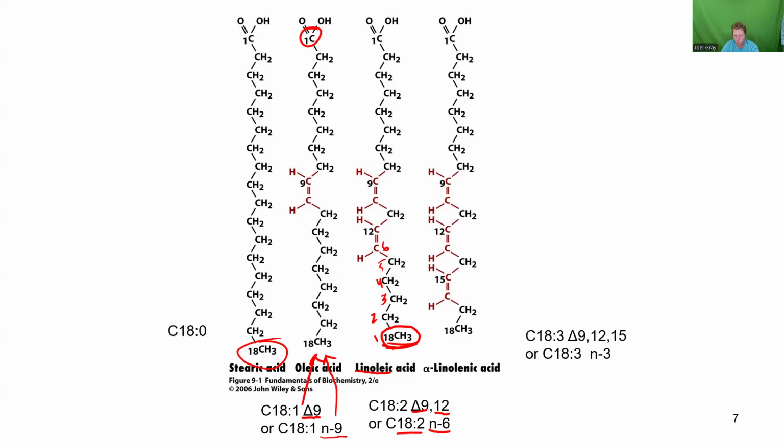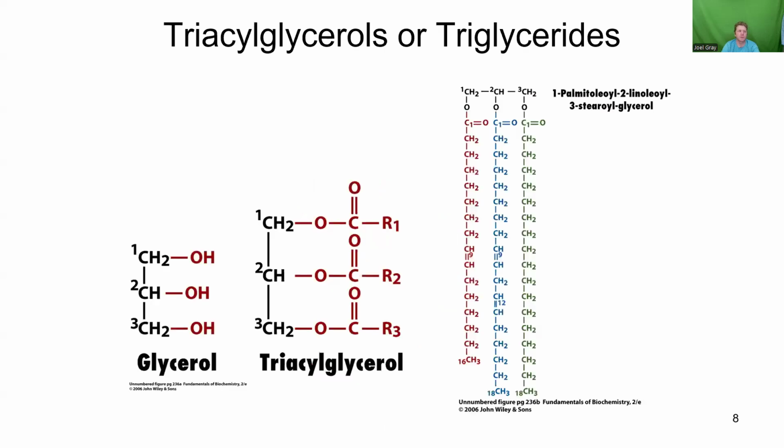Now, here's just one more example. 18:3 n minus 3. Well, our omega numbering scheme starts from 1, 2, and 3. There's our double bond. Now, that kind of wraps our introduction to fatty acids. The next place I want to go is to talk about these molecules known as triacylglycerols or triglycerides.